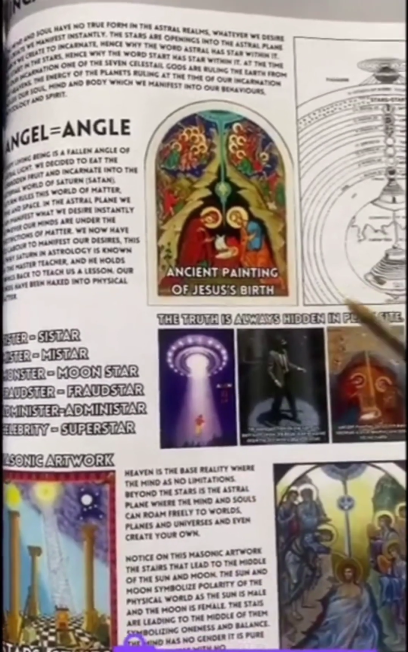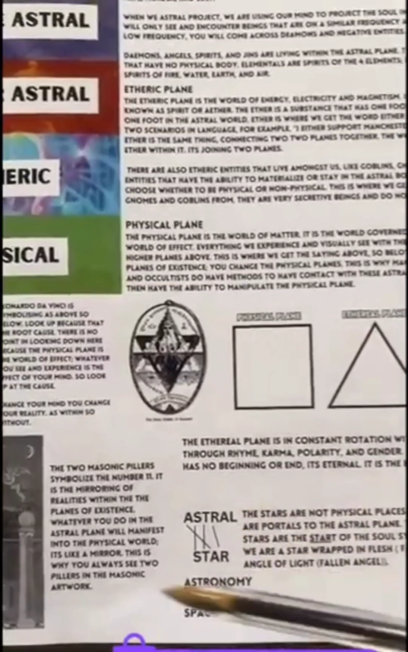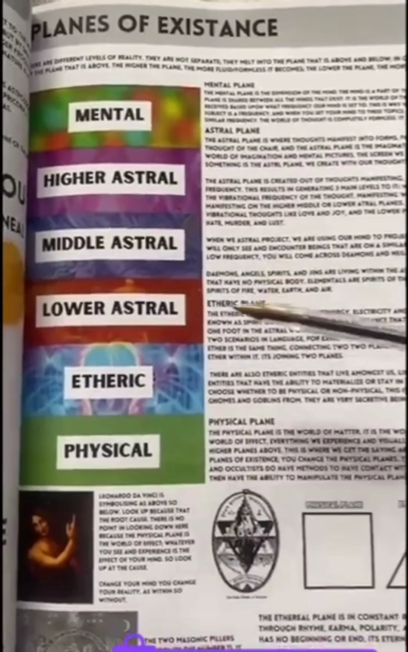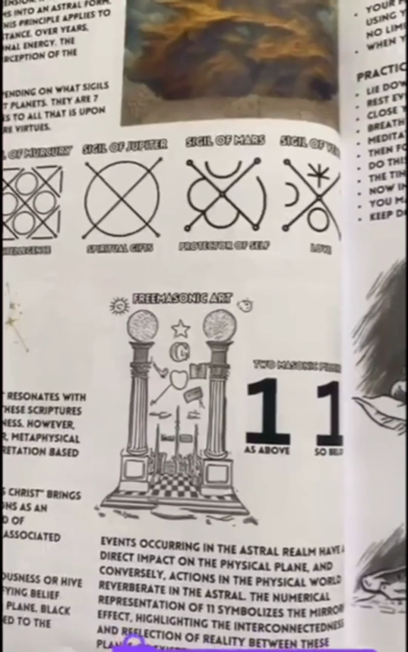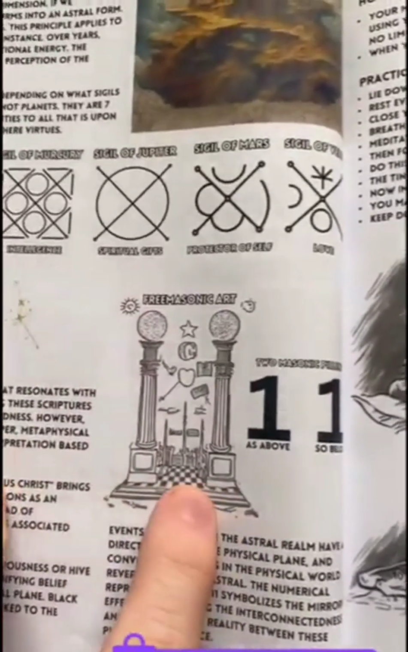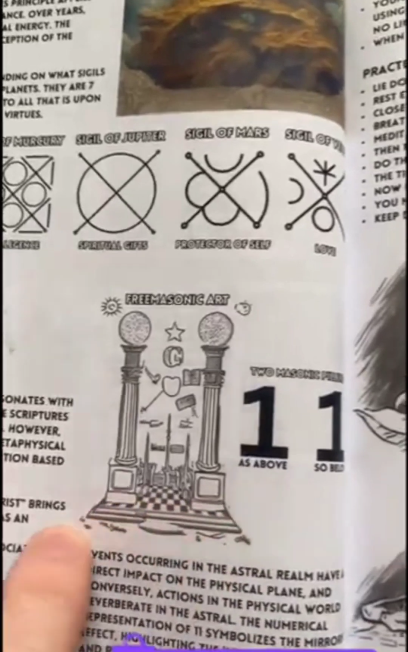Stars are portals that lead into the astral plane. This is why the word astral has star within it. As above, so below. Whatever happens in the astral happens in the physical. It's a mirror. And this is why the Masons have the 2 pillars. It represents the number 11. As above, so below. The mirroring effect of reality.